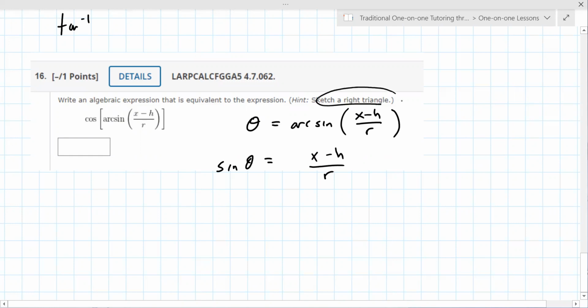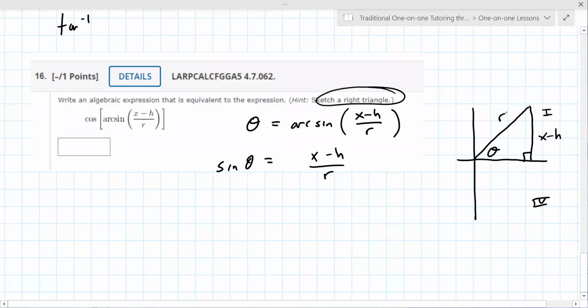Now it says to sketch a right triangle. We know arc sine is in the first or the fourth quadrant. Somebody decided that. And I guess I'm going to go first quadrant here because I don't like the fourth quadrant unless I have to. It is just awkward, but there's theta, it's (x minus h) over r.